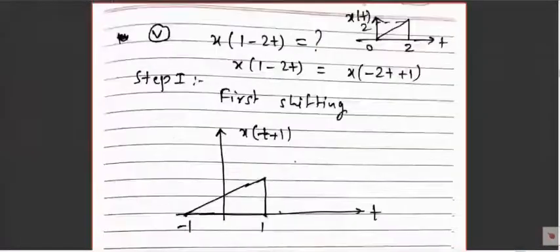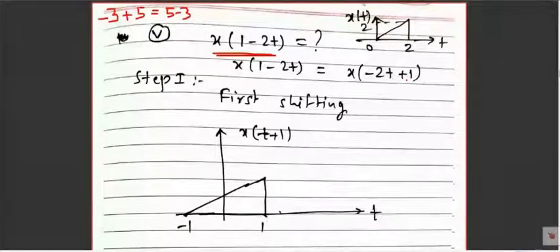Okay, now the fifth question is x of 1 minus 2t. Here you have to be careful. First of all, you have to do some arrangement. X of 1 minus 2t can be written as x of minus 2t plus 1. We know that -3 plus 5 can be written as 5 minus 3; we will get the same answer. In the same way here also, we have to write it properly. 1 minus 2t can be written as minus 2t plus 1.